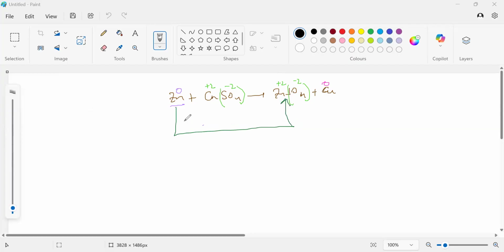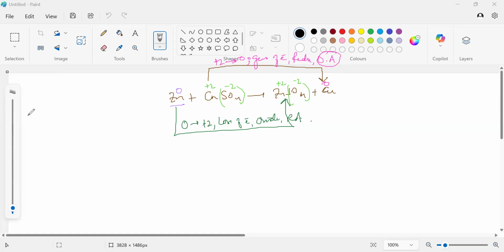So what's happening over here? 0 to +2. Loss of electrons, so oxidation. Then you write RA, reducing agent. Now copper 2 plus to copper 0: copper is going from +2 to 0. What is happening over here? Gain of electrons, that is reduction, and oxidizing agent. Is it clear, everybody? That's a very important thing.